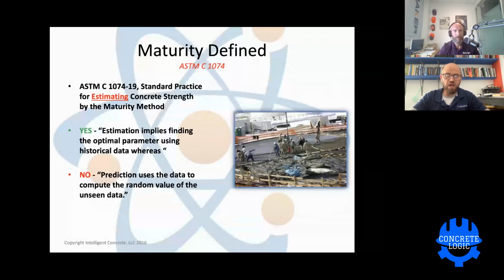But anyway, 1074 is called Standard Practice for Estimating Concrete Strength by the Maturity Method. And I want to highlight that. This is not magic, right? We're estimating. There's no prediction here. Estimation implies finding the optimal parameter using historical data, whereas prediction uses the data to compute the random value of the unseen data. So we're not using any unseen data here. We're using historical data that we've created as accurately as possible, right?